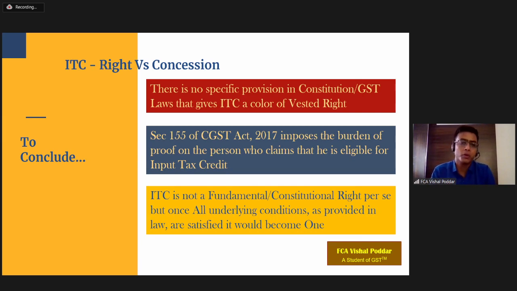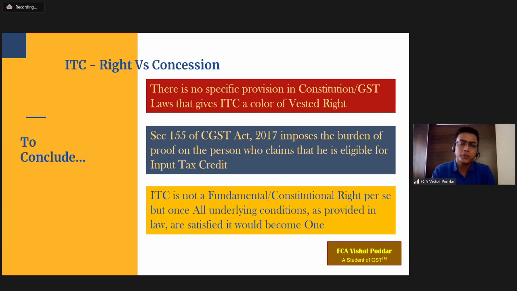Now, this is the most important part: ITC is not a fundamental or constitutional right per se. Underline, it is not a fundamental or constitutional right as on today, because of the amendment in the Constitution. And this has been continued in all the decisions in the pre and post GST era. So it is not your constitutional right per se. However, once you satisfy all the underlying conditions which are provided in the Act and backed by the rules, then it would become a constitutional right.